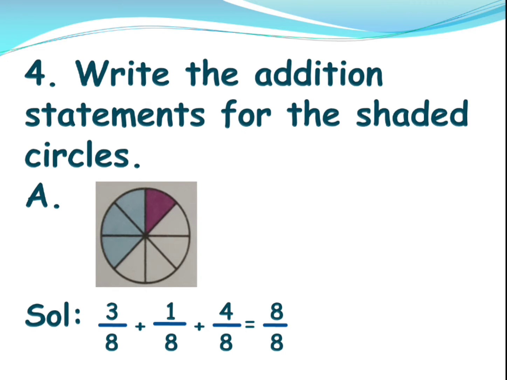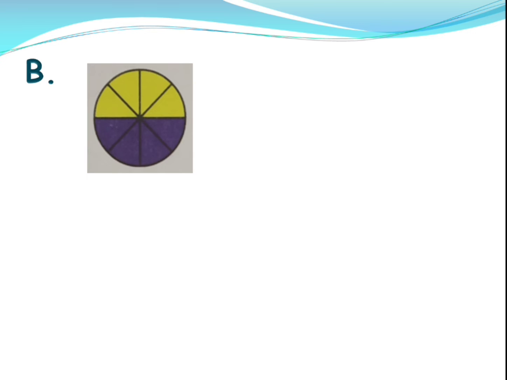Okay, so next one. So here also the circle is divided into 8 parts, isn't it, children? 1 2 3 4. Okay, so we have to write the fraction. So the denominator will be 8 because the total number of parts is 8. So you will write 8.